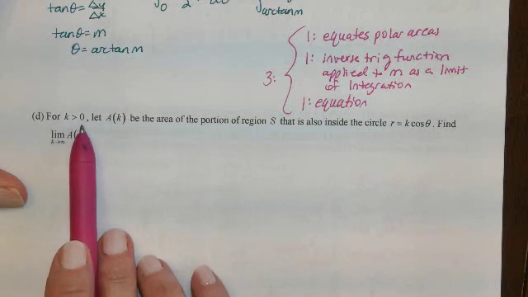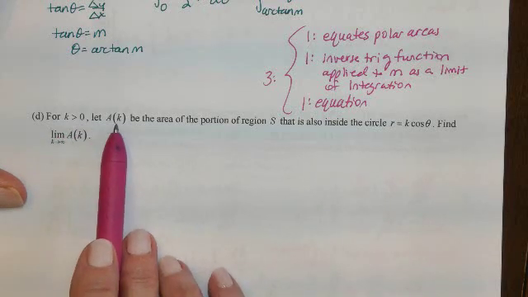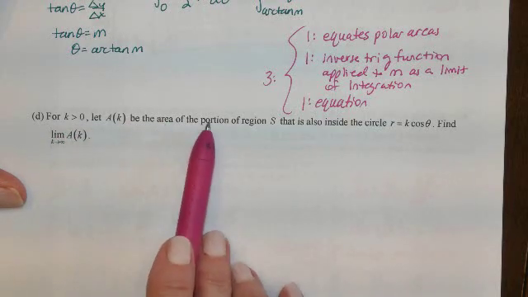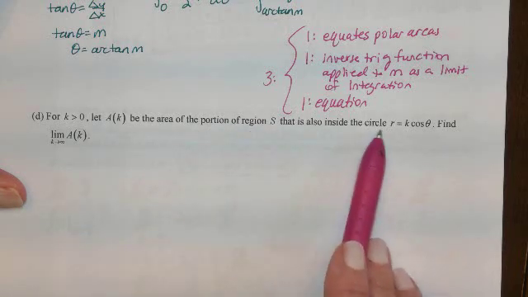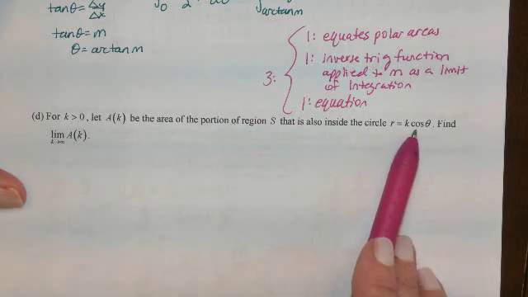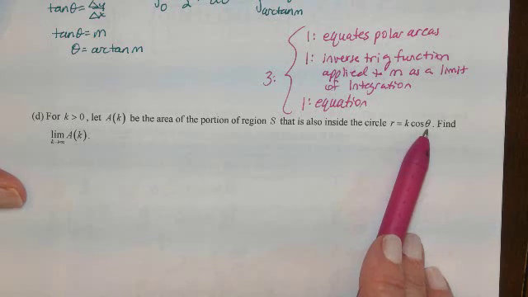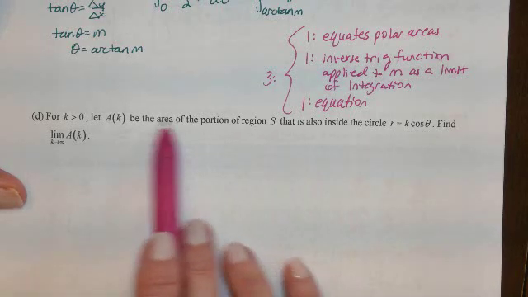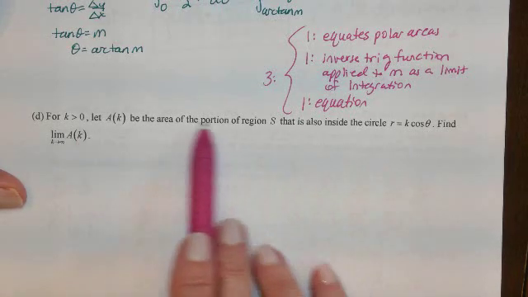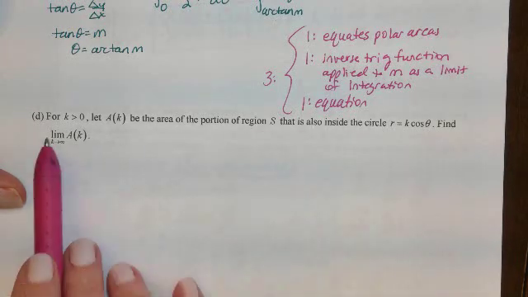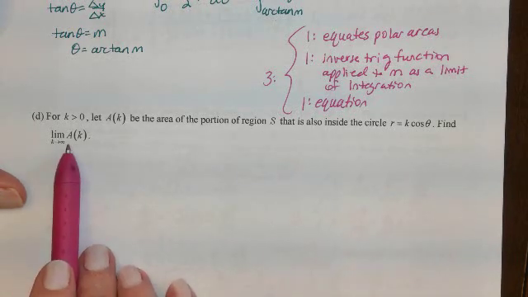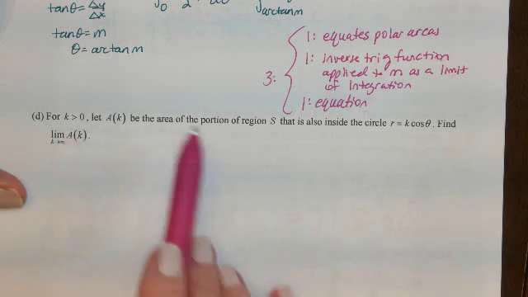For k greater than 0, let A of k be the area of the portion of region S that is also inside the circle r equals k cosine theta. I get it, you guys. It's a confusing statement. Okay? So let's see if we can break that down. And then we need to find the limit as k goes to infinity of A of k.